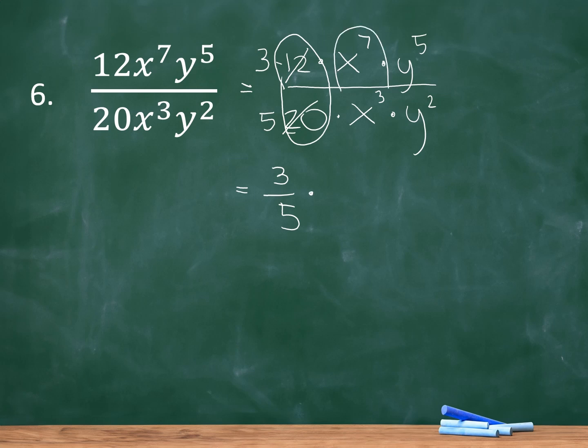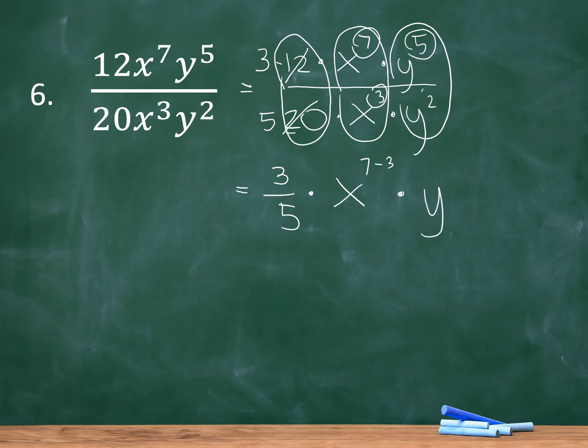Now let's deal with the variable x. We copy the common base x, and then we subtract their exponents, 7 minus 3. Let's write it here, 7 minus 3 times. Now let's deal with the variable y. We copy the common base y, and then we subtract their exponents, 5 minus 2. Let's write it here, 5 minus 2. Let's continue. Let's copy 3 over 5 times x to the power of 7 minus 3. That's 4 times y to the power of 5 minus 2.